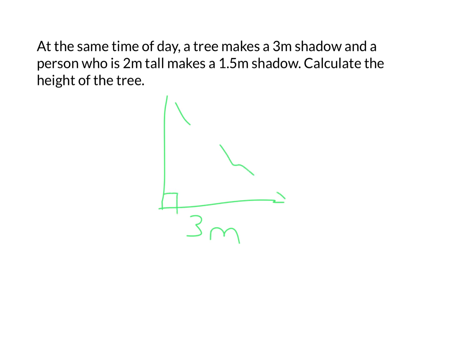So here we can assume that the tree is at right angles to the ground. We want to find this height here, so I'll call it x. So at the same time of day, we have a person who is 2 meters tall, and they make a 1.5 meter shadow. Here we have a right angle. We can assume the person is standing perpendicular to the ground. So it turns out that the angle the sun makes with the ground will be equal in both cases because it's the same time of day.